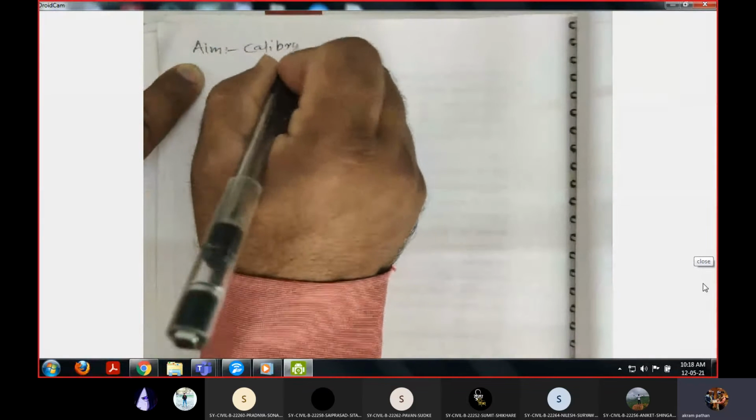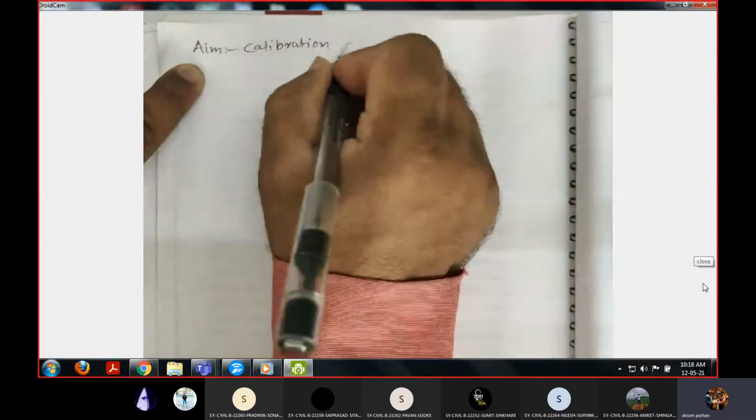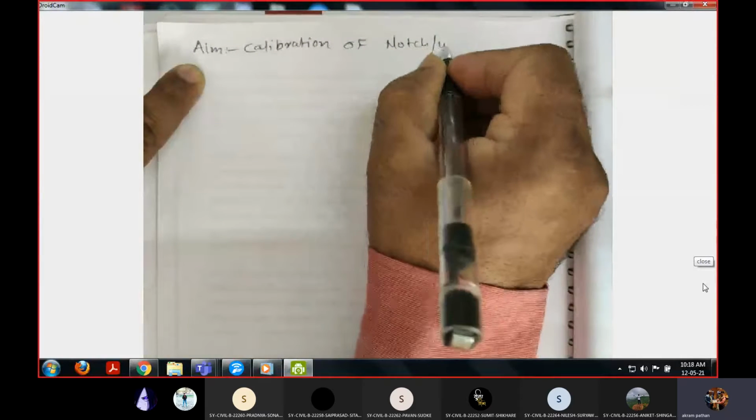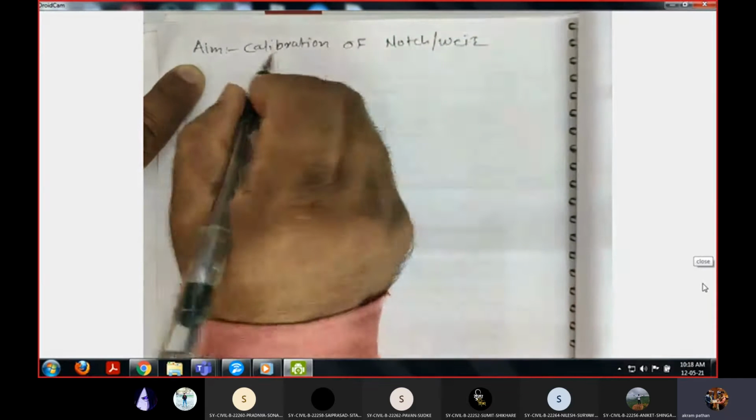Now the aim of today's practical is calibration of notches and weir. Okay, calibration of notches and weir. That is the aim of today's practical. Calibration of notch or weir.